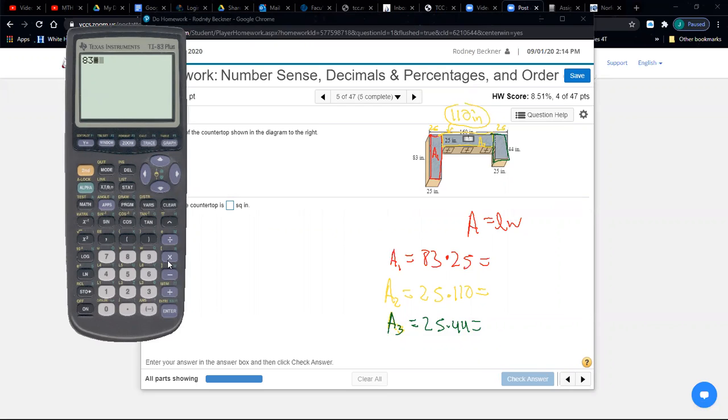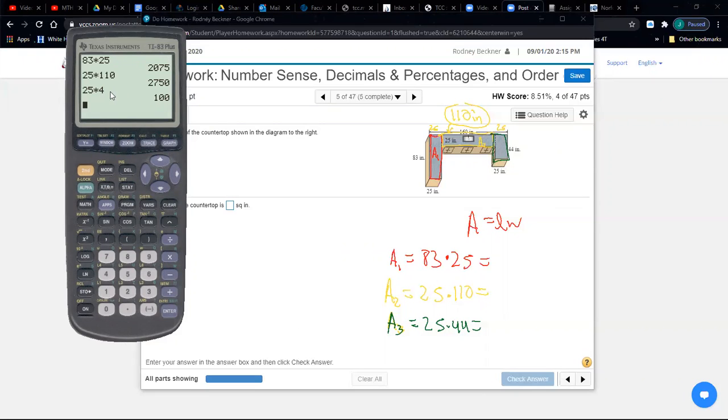83 times 25, 2075, as we said. Then the 25 times 110, and that's 2750. And then the 25 times 44. It was just going to take me even longer than pulling up that other calculator if I had to keep going back between annotate and calculate, annotate, calculate.